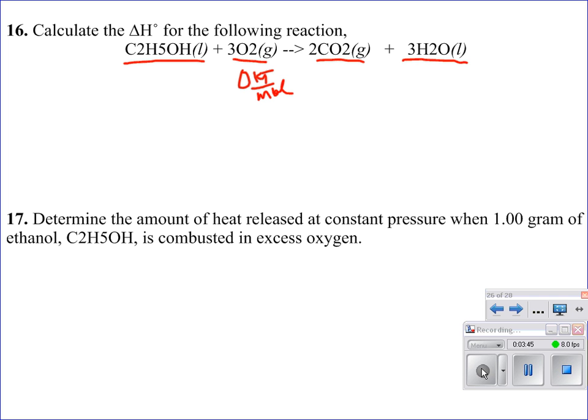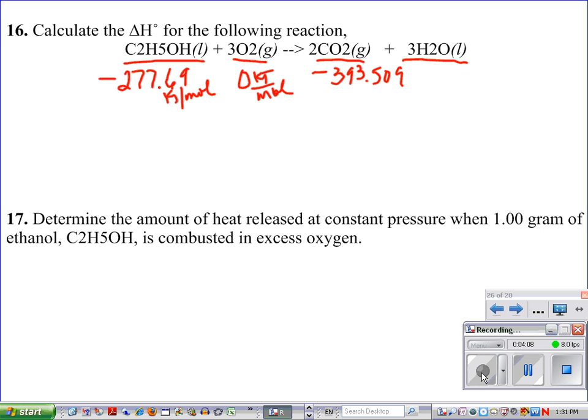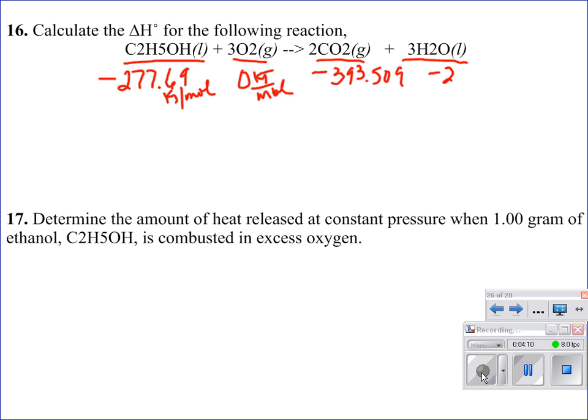It's already formed. So has anyone found ethanol yet? What is it? Negative 277.69. Okay. Has anyone found CO2 gas? Negative 285.83. And again, these are all in kilojoules per mole.